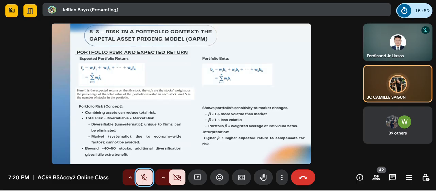Next is the portfolio beta. The concept presented is the portfolio beta, a crucial measure for understanding a portfolio's systematic risk. The portfolio beta is calculated as the weighted average of the individual betas of the assets within the portfolio.